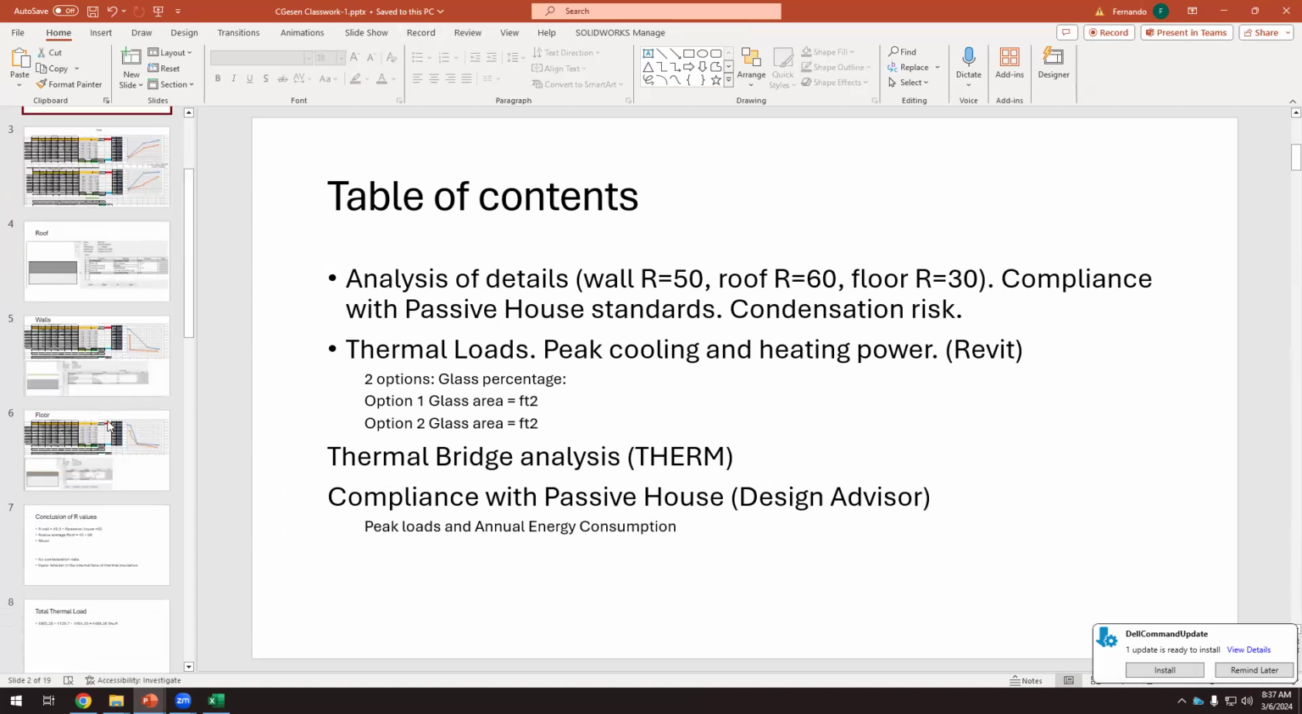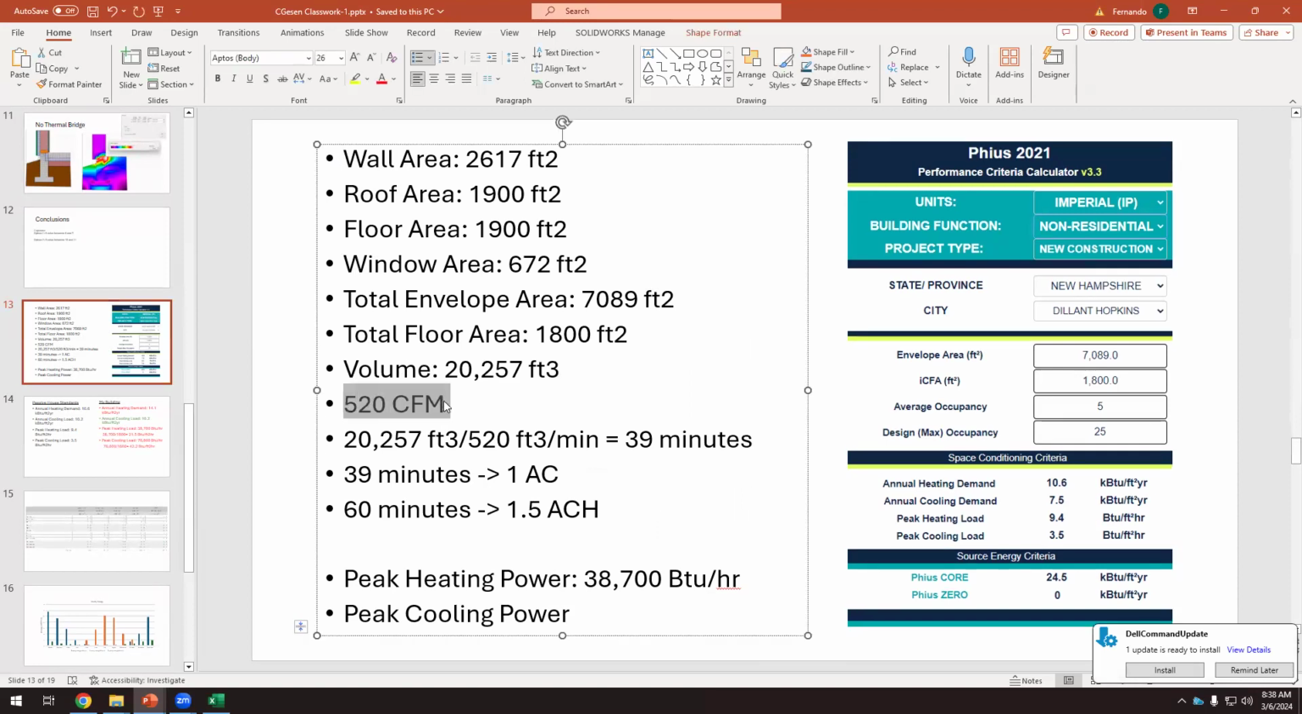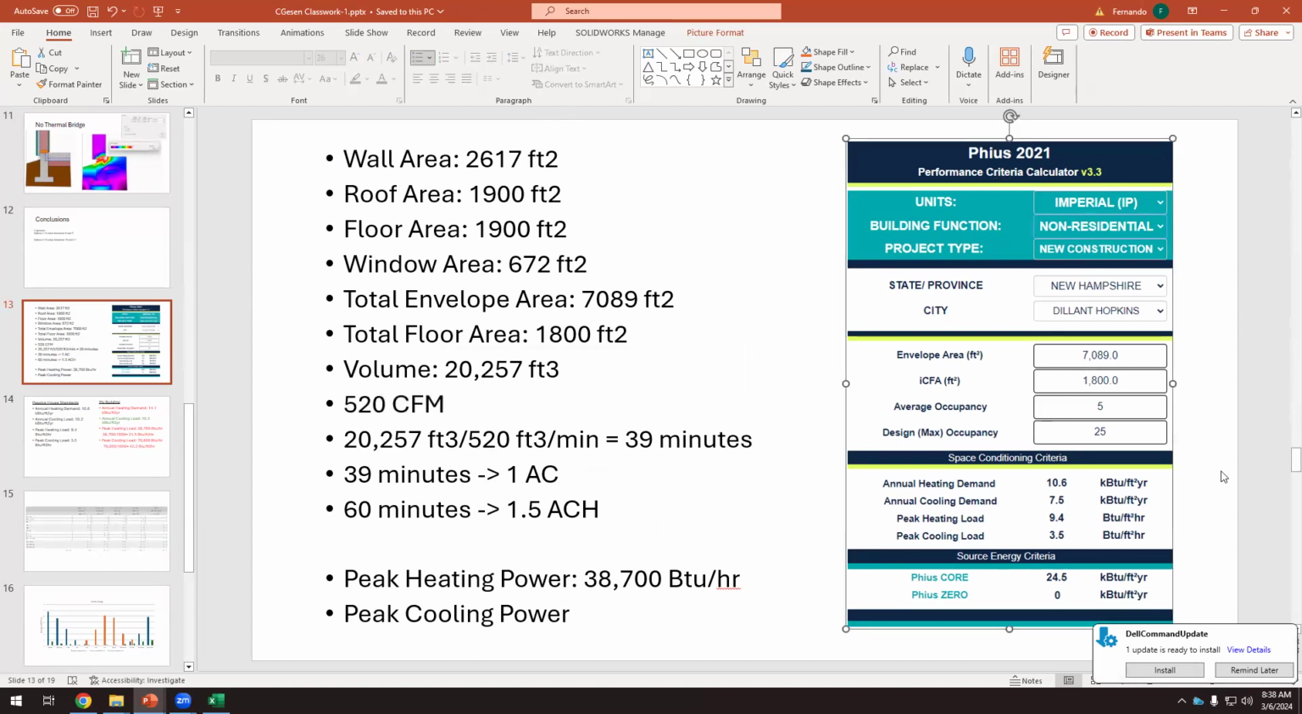With the Design Advisor, first, we need this information here. We need all this data of our building: the wall area, the roof area, the total envelope, the CFM, the ventilation rate. This screenshot comes from this website. Here we have to make sure that we are in New Hampshire, Leland Hopkins. We have the envelope area, the floor area, occupancy. Why do we have 5 in average occupancy?